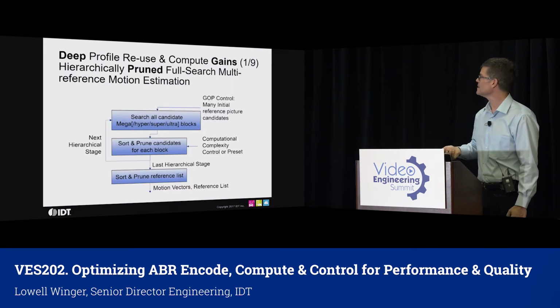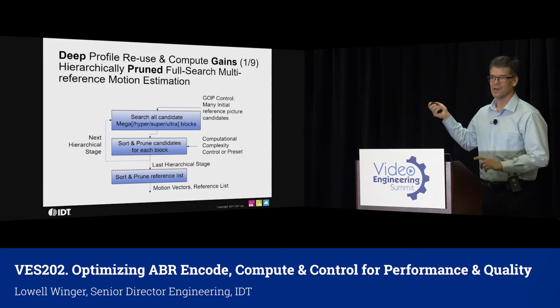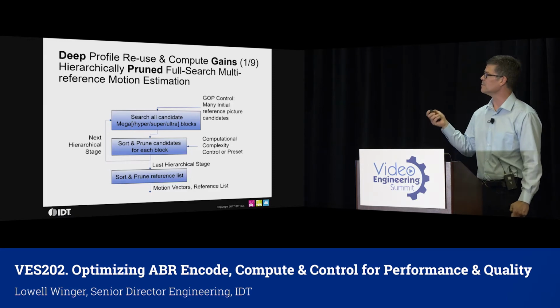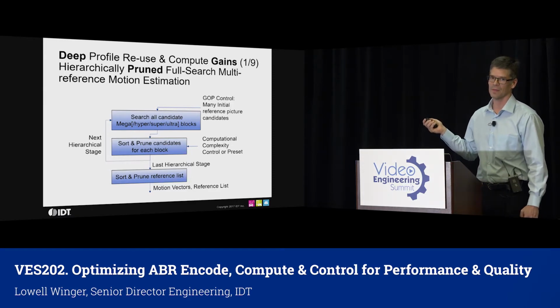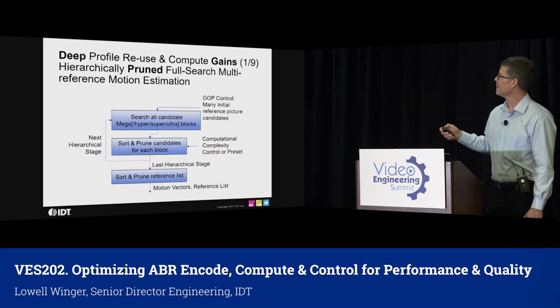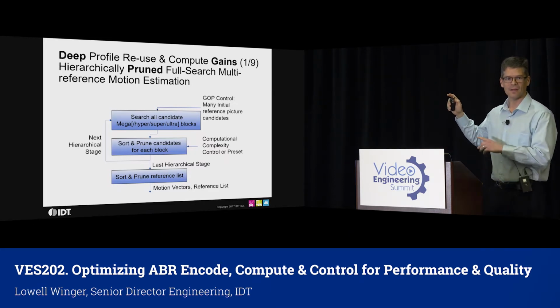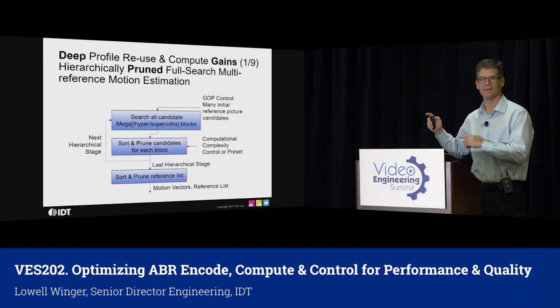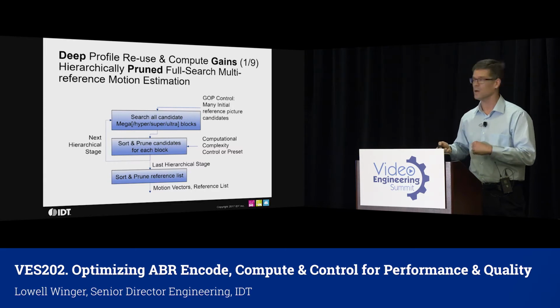So to get further gains on top of the base code, getting into the bulk of the deep topic today, the deep profile reuse and the computational gains that can be gained for ABR, I'm going to cover a hierarchically pruned full search motion estimation. The key here is the pruning. If you look at the flow chart, we're going to start with a large number of reference frames. That lets you get a good quality. If you have a large number of reference frames, you're able to compensate covered and uncovered areas well, finding objects that have moved on and off screen. You can lower your bits and increase your quality.